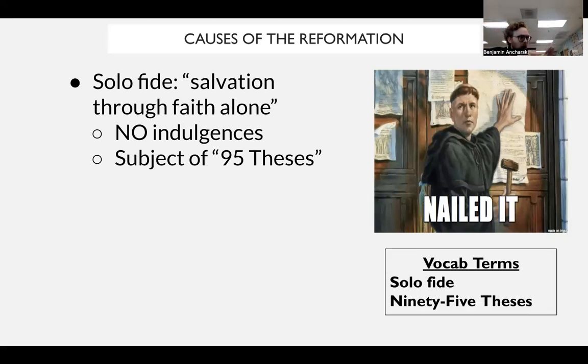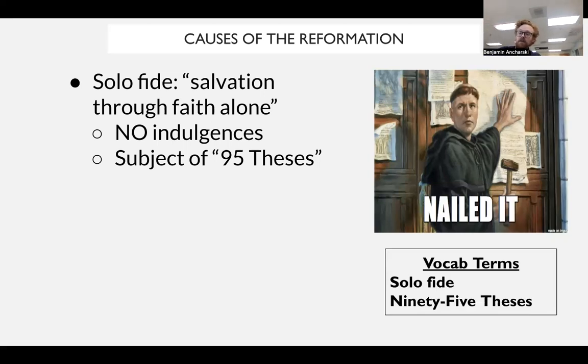The 95 Theses are going to be one of Luther's biggest contributions to the Protestant Reformation. It's a series of arguments against the sale of indulgences. He's going to nail them up on Halloween. It's around October 31st, 1517, where we see this posting of his arguments onto the castle church door in Wittenberg.